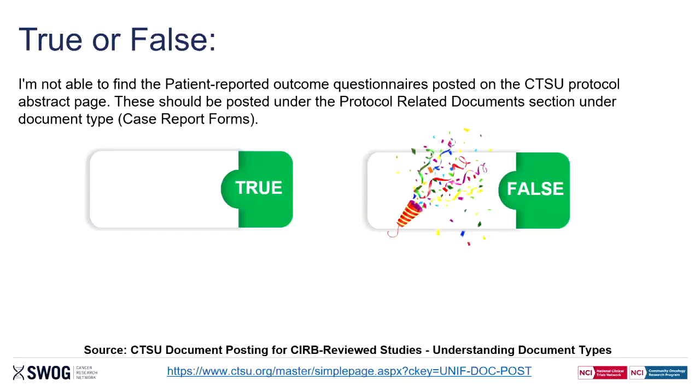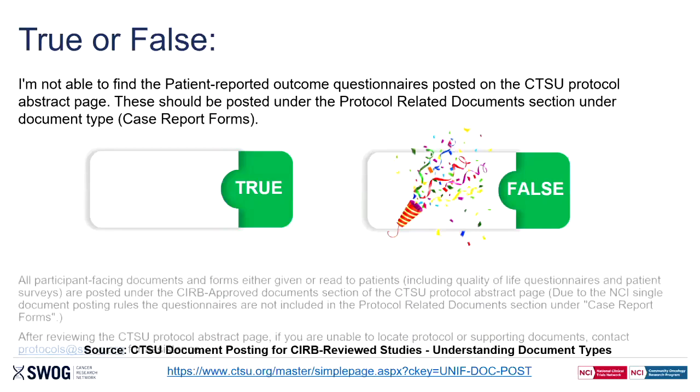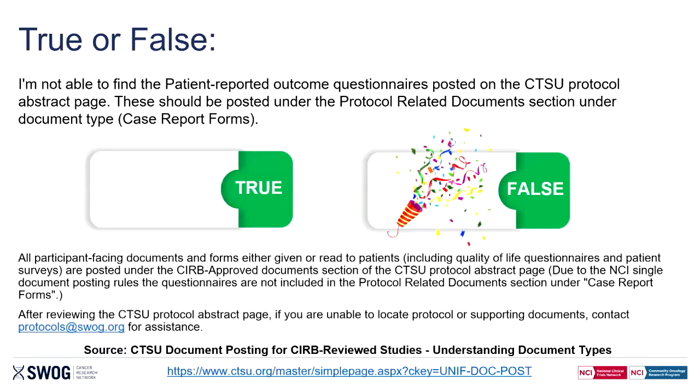The answer is false, by the way. All participant-facing documents and forms either given or read to patients, including QOL questionnaires and patient surveys, are posted under the CIRB approved documents section of the CTSU protocol abstract page. Due to the NCI single document posting rules, the questionnaires are not included in the protocol-related documents section under case report forms. After reviewing the CTSU protocol abstract page, if you're unable to locate protocol or supporting documents, contact protocols at swog.org for assistance.